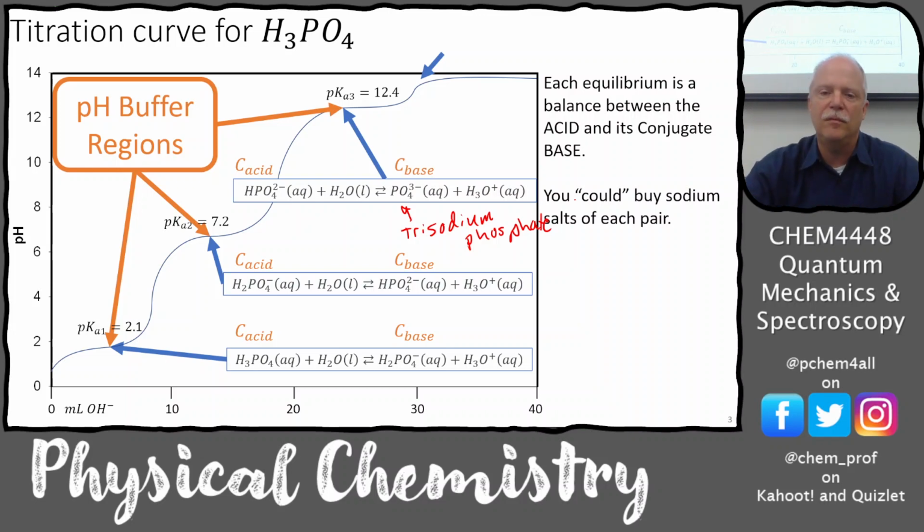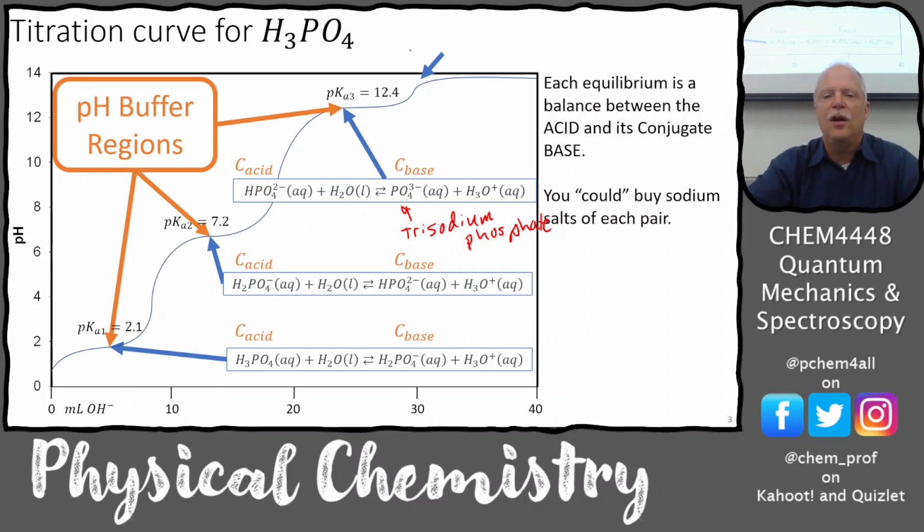And you can make it in bulk. You can buy it at Home Depot. Phosphoric acid, again, maybe a little more difficult to find. And so in that case, maybe you want to start with the trisodium phosphate in the beaker and then titrate with HCl. And so then you just run the pH from a high pH down to a low pH and you get where you want. So you could do it either way.